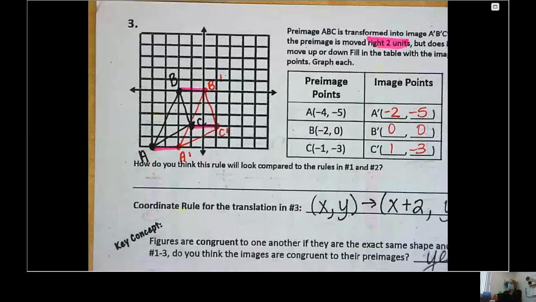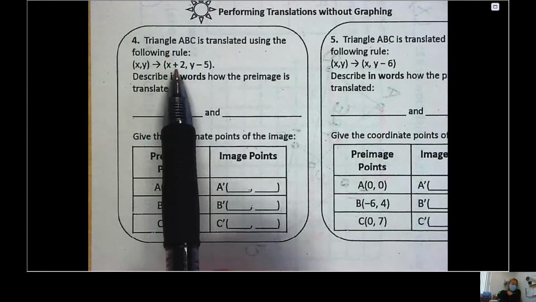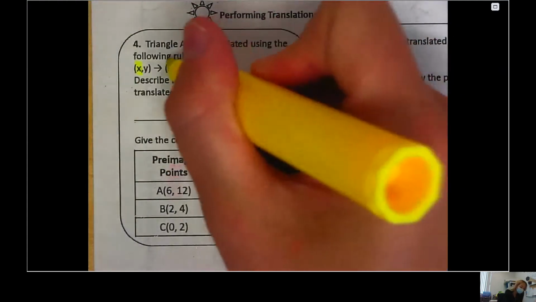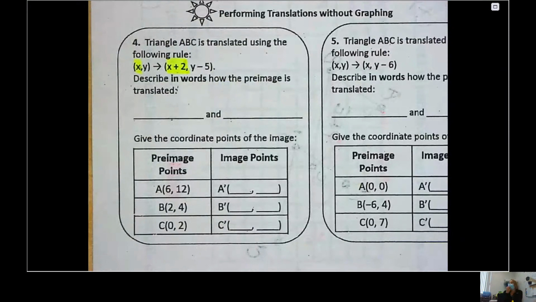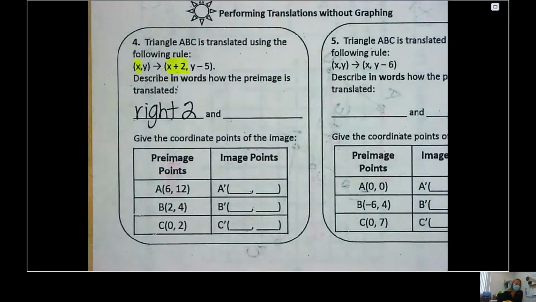Okay, now we've done translations with a graph. Now we're going to do it without a graph. Now we're going to do it just with numbers. So in number 4, it says, triangle ABC is translated using the following rule. XY becomes x plus 2, y minus 5. Describe in words how my pre-image is translated. Okay, so if I take my x's and I add 2 to my x's, which way does that mean I go? To the right. So I'm going to go to the right 2. Right? X plus 2 means go to the right 2.